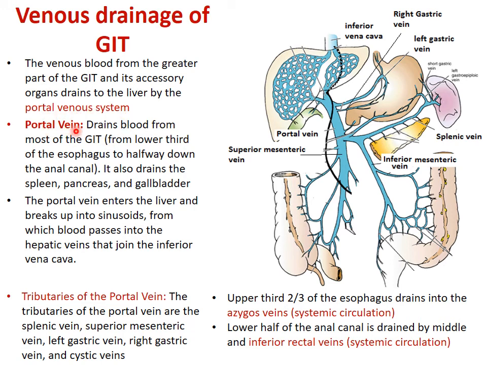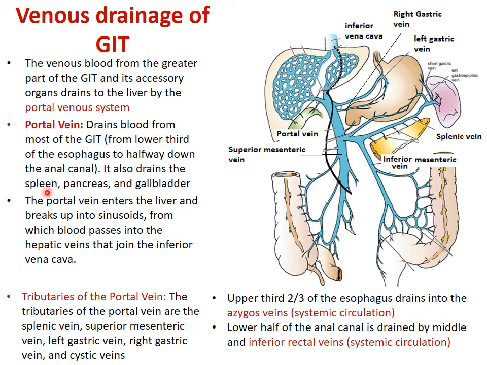Now, what is the portal vein? It drains blood from most of the GIT, from the lower third of the esophagus to halfway down the anal canal. So, from where to where? Actually, it is draining the foregut, midgut, and hindgut. That's why it is said to have a very large distribution, from the lower third of the esophagus up to the anal canal.